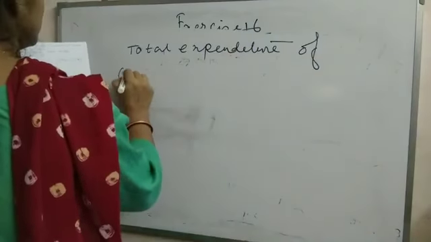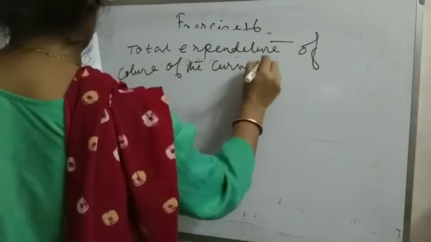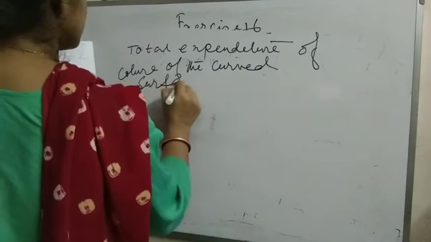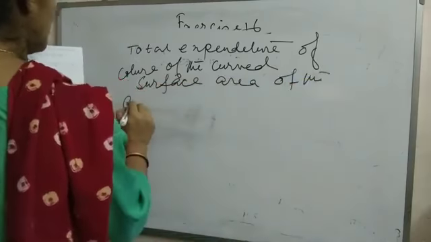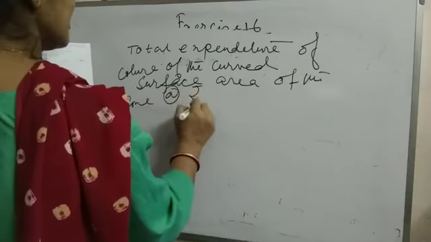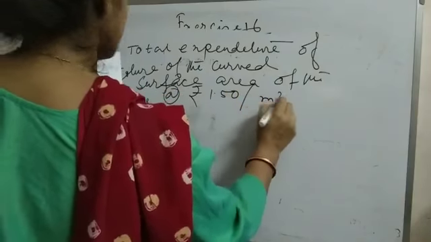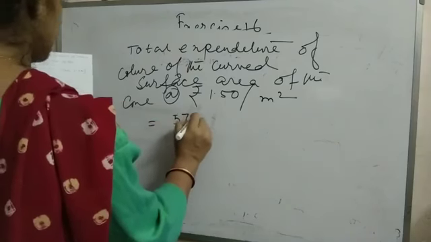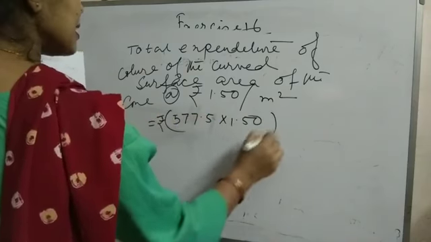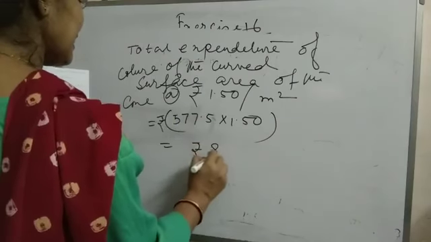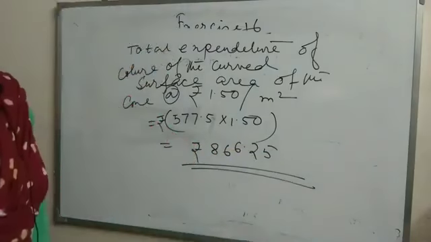of color of the curved surface area of the cone at 1.50 per square meter equal to 577.5 into 1.50 rupees. It is equal to rupees 866.25. I am ending here.